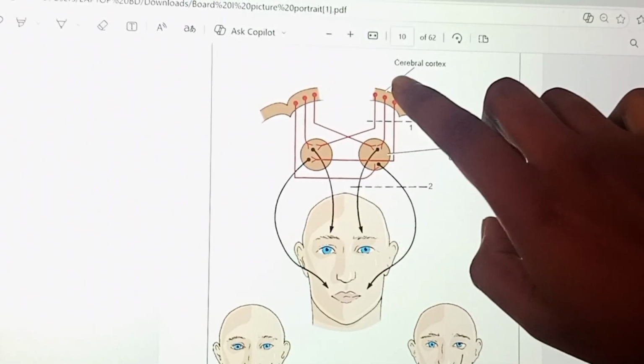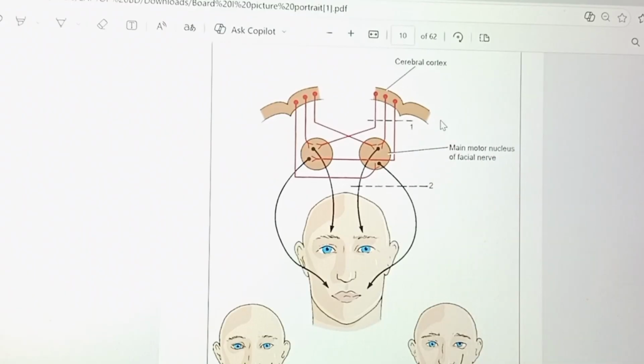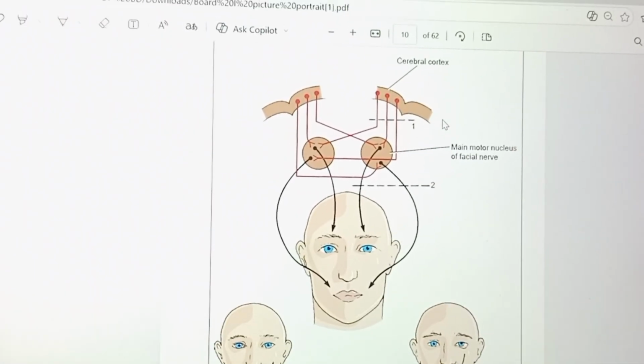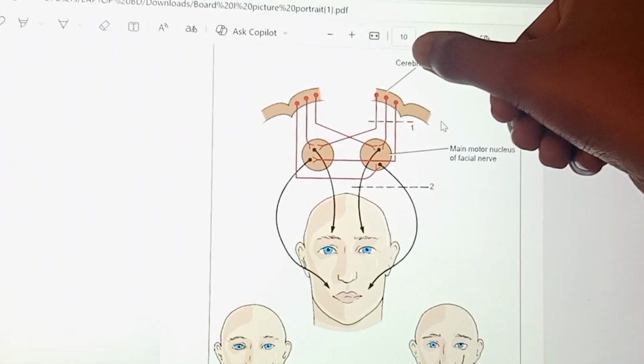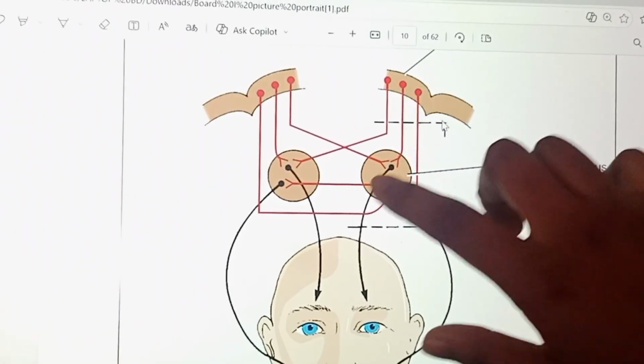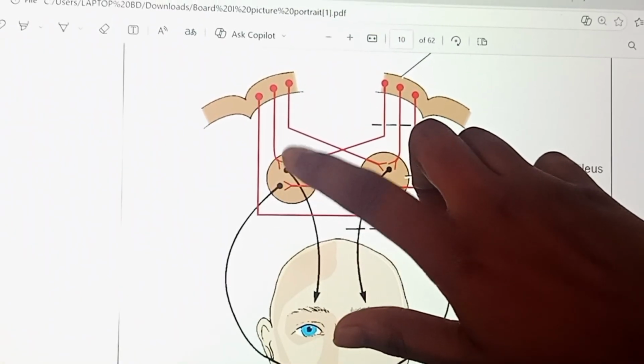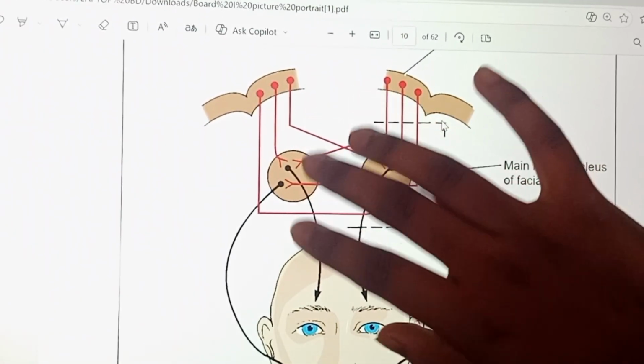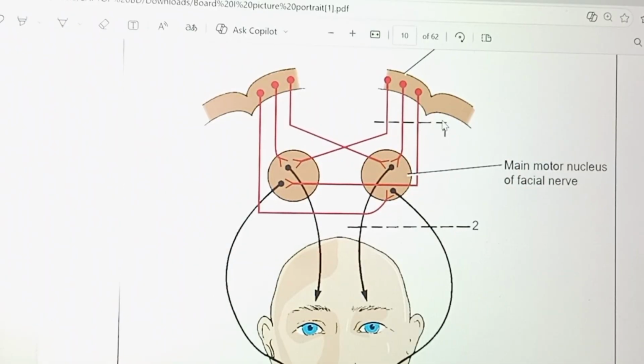This is the cerebral cortex. And now we know that the upper motor neuron comes from the cerebral cortex and synapses with the opposite side lower motor neuron and then supplies the opposite side of the face.